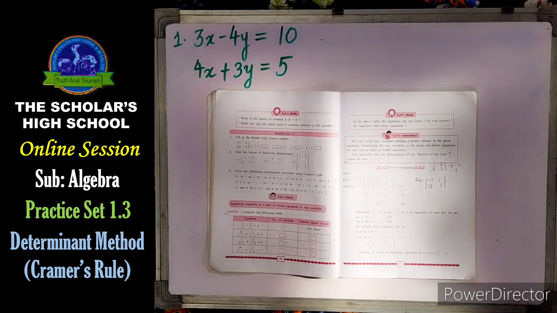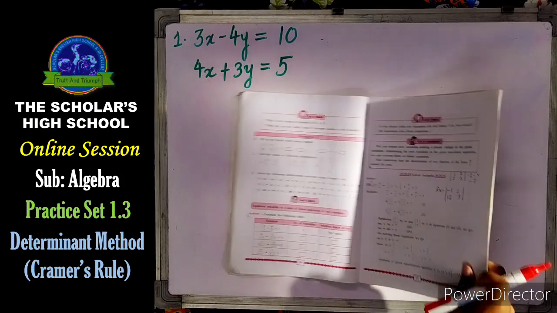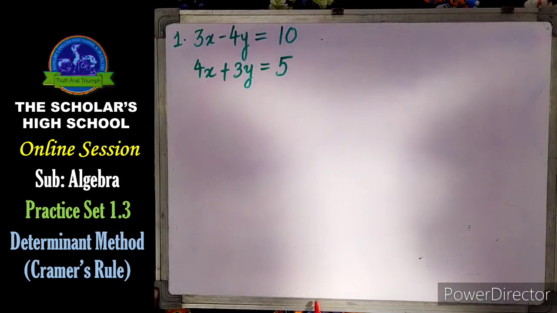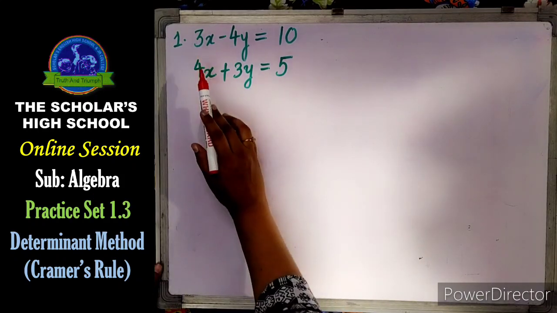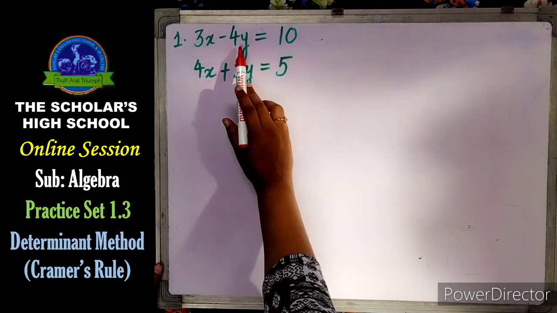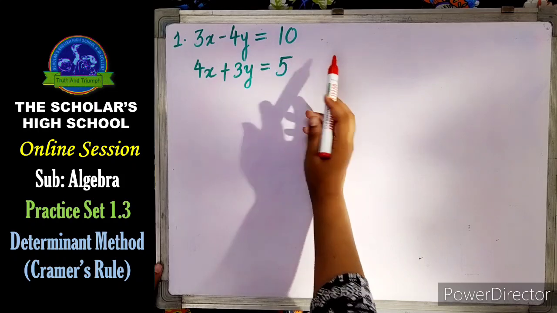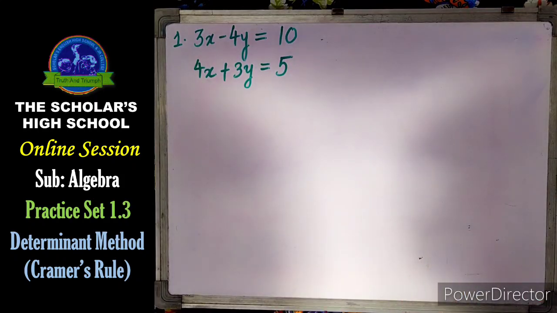Now your question number 3 is, solve the following simultaneous equations using Cramer's rule, which means determinant method. So for finding the value of x and y, you have to make 3 determinant columns. So your equation is 3x minus 4y equal to 10, 4x plus 3y equal to 5. Okay, value of a1 is 3, a2 is 4, b1 is minus 4, b2 is 3, c1 is 10, c2 is 5. You know that because we have learnt it before.